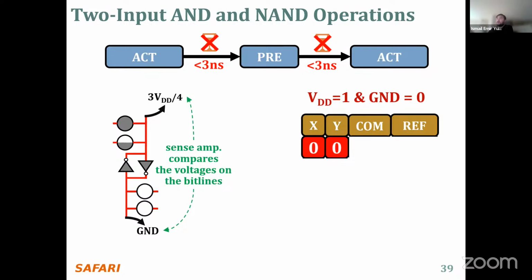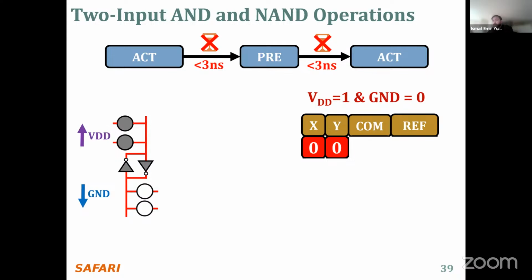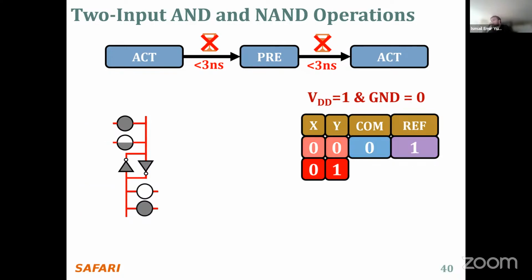So the sense amplifiers, at the end of this charge sharing, compare the voltages on these bit lines. Since 3 VDD over 4 is higher than ground, reference subarrays will have VDD, but compute subarrays will have ground. So the result for this truth table row entry is that the compute subarray is 0 and the reference subarray cells are 1. Now the second case, where X is 0 and Y is 1.